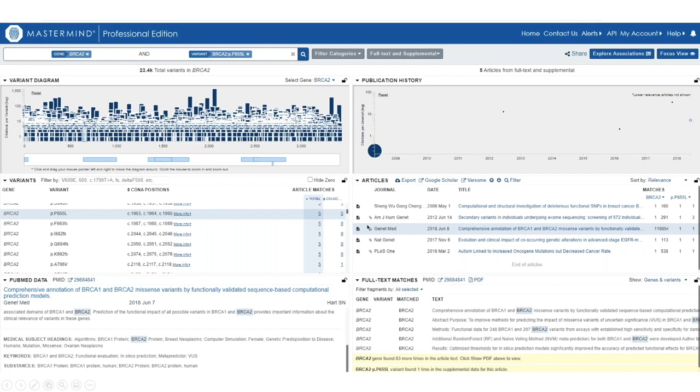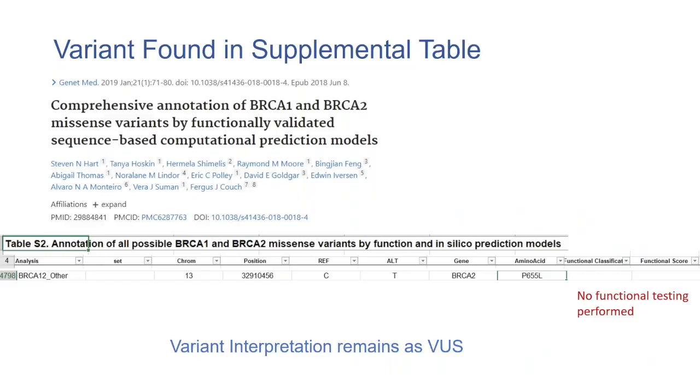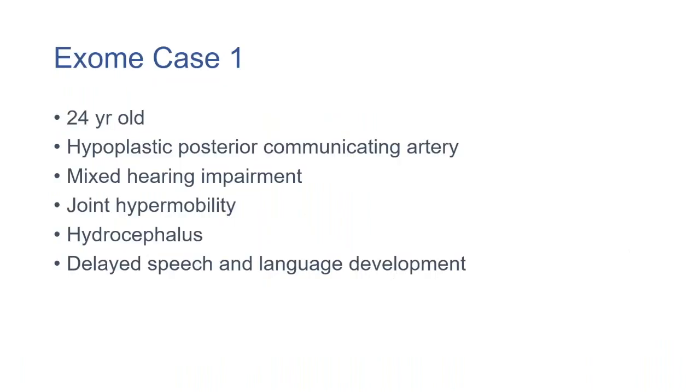And again, that's a really strong characteristic of Mastermind, that it's able to find data in supplemental tables, which is not always possible. So they can go and pull up this paper and look up into the supplemental table. It turns out in this case that there was no functional analysis performed, and the variant stayed as a VUS. But it was a way to quickly go into the literature for very specific information and determine whether there was anything new on this variant.